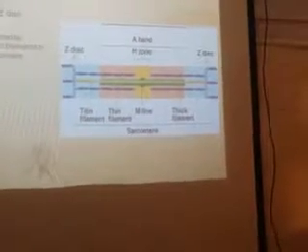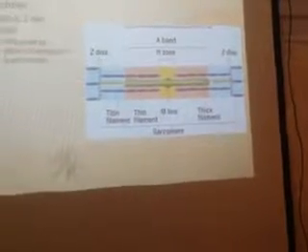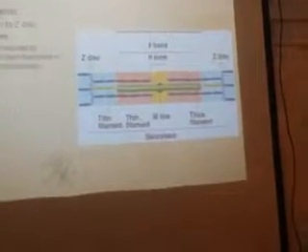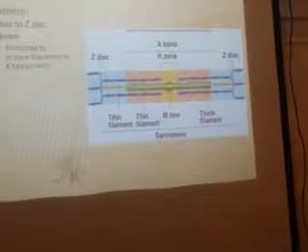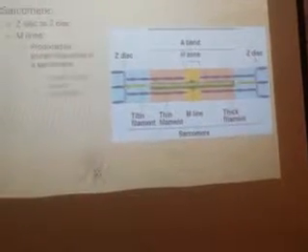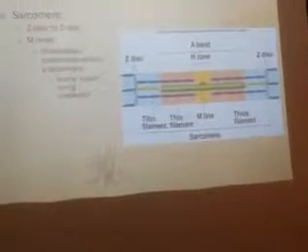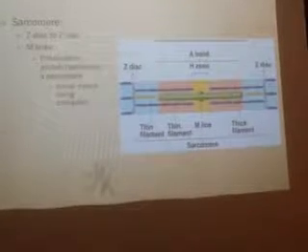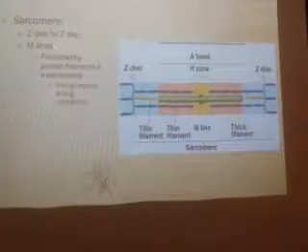So these are the M lines. The M line is produced by the protein filaments in the sarcomere. So what is the function of this M line? It anchors myosin during contraction, holding myosin during the contraction. So this is the function of the M line.